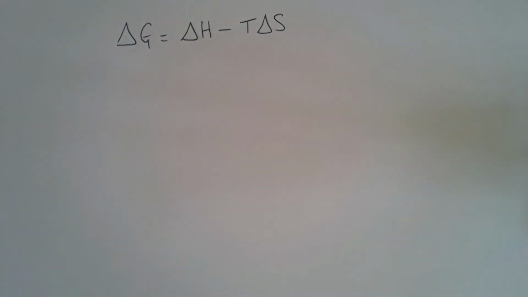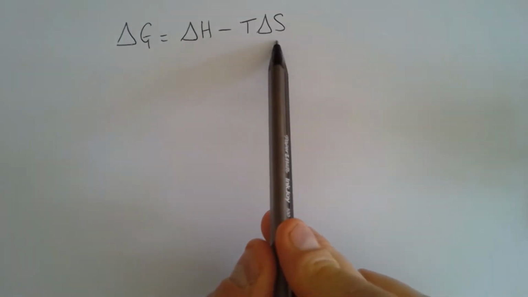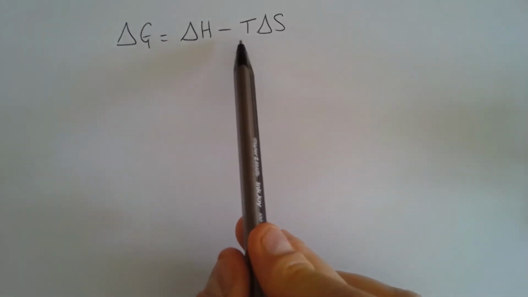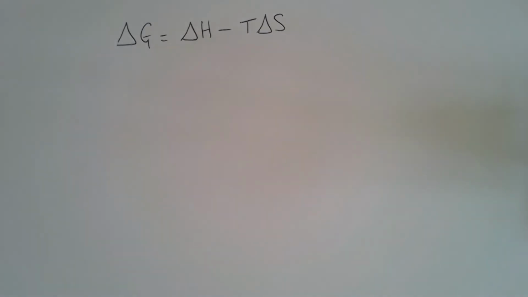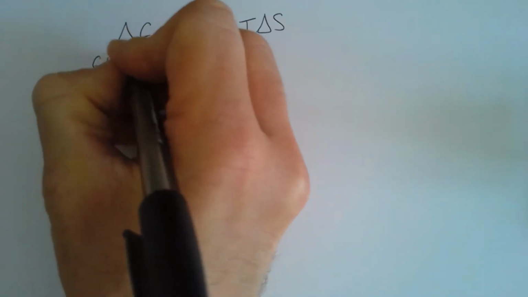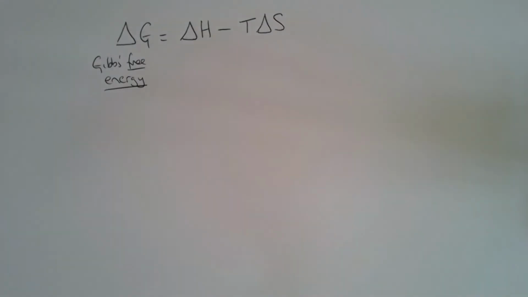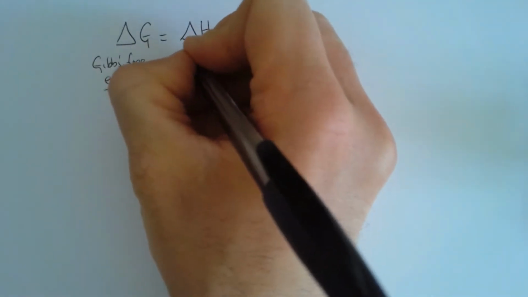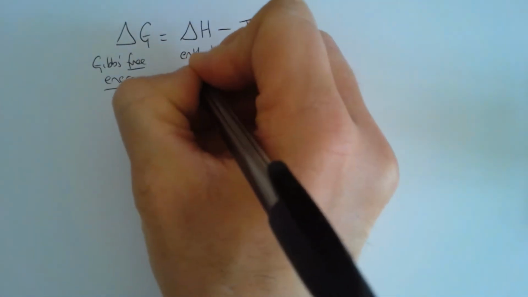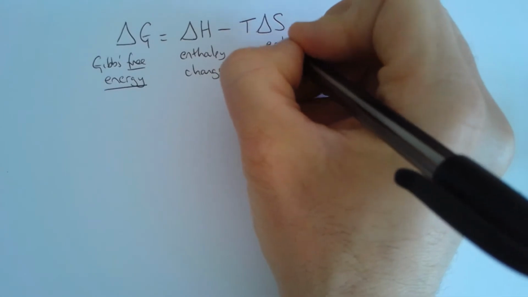So what Gibbs free energy is doing is looking at the enthalpy change for a reaction and the entropy change for a reaction at a given temperature and working out whether or not that reaction can actually take place. We say whether it's a feasible reaction. So let's just think about what each of these are. This is called the Gibbs free energy. It will often be referred to simply as free energy. We know that delta H is the enthalpy change, T is the temperature, and delta S is the entropy change.